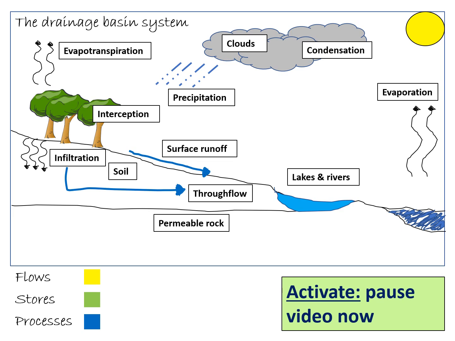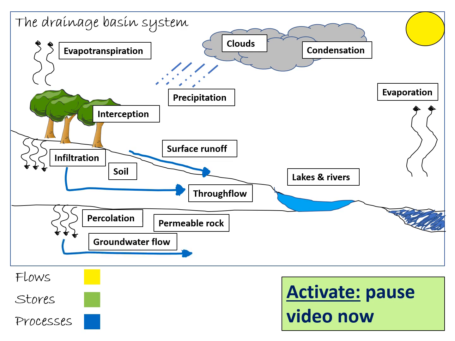And the final way that water moves through the drainage basin system is through percolation. This is when water drips through permeable rock underground. Now, once it reaches a layer of impermeable rock, such as granite, it will flow underground, and we call this groundwater flow. Sometimes it can accumulate in underground permeable rock, such as chalk, and we call this an aquifer, and this is a store of underground water. It's like an underground lake.